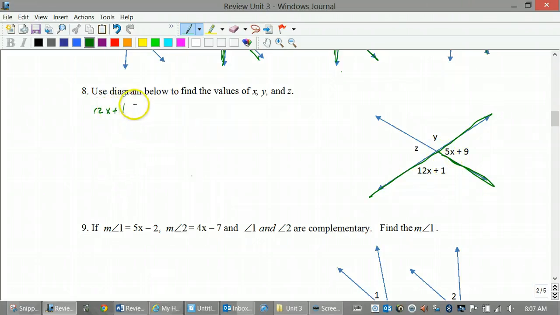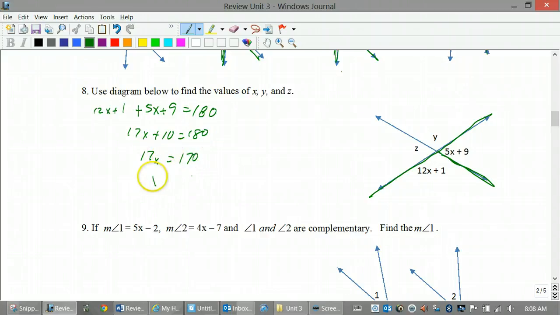Since they make up a linear pair, they're supplementary. If they're supplementary, they equal 180 degrees. So we set that up and say that they equal 180. We solve that, we get 17x plus 10 equals 180, minus 10, we get 170, divide by 17, and we get 10. So x is 10. Fantastic. After we get x is 10, we can stick it back in and start getting some values for these angles.